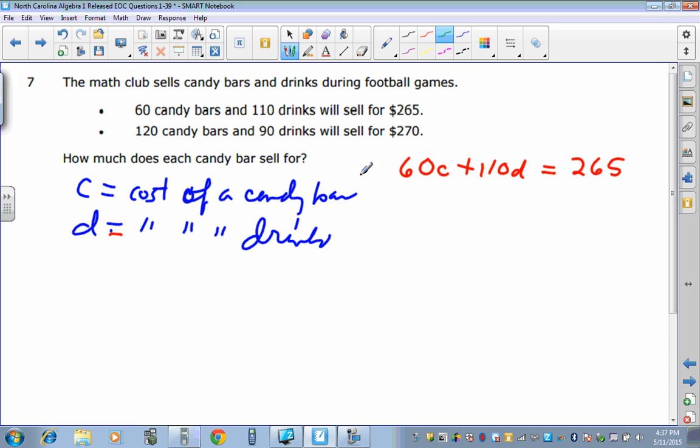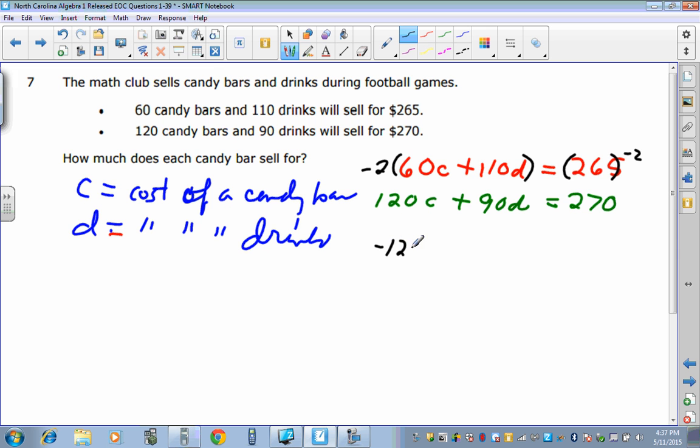And then we see from this equation that 120 candy bars plus 90 drinks equal $2.70. Okay, I think what I'm going to do is multiply this top equation by -2. That way that will give me -120. Then I'll make that +120. That'll cancel, and I can find out what the drinks cost. Then once I know that, I can go back and find out what they're selling candy bars for. So I'm going to multiply that top equation by -2.